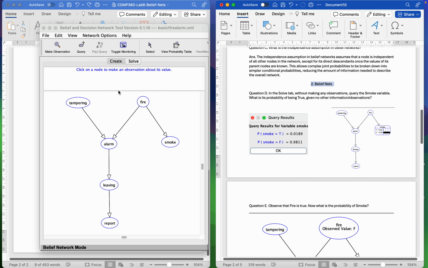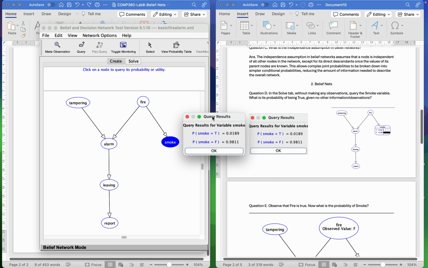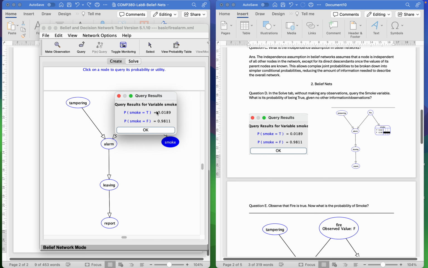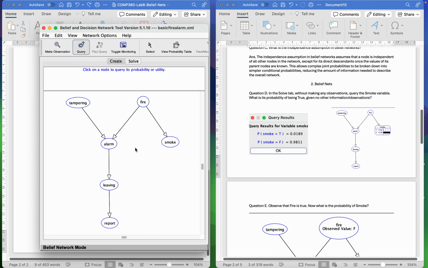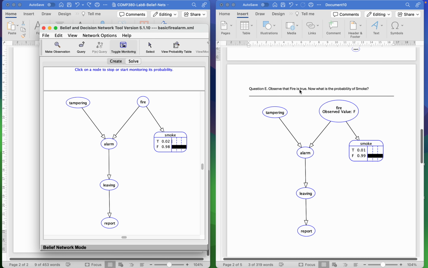Going in the value tab, I will try to get the information for smoke. Let's query smoke. We can see the probability of it being true is 0.0189, and it being false is 0.98, or 98%. Because we have no condition that there is any type of fire at all, there is no smoke, because smoke is dependent on fire being created. Let's toggle monitoring for it. We can see the result is 0.98.